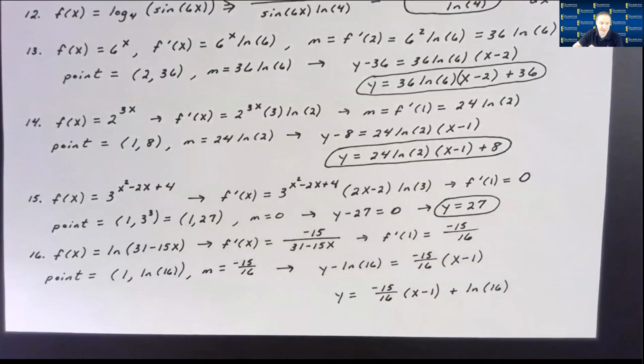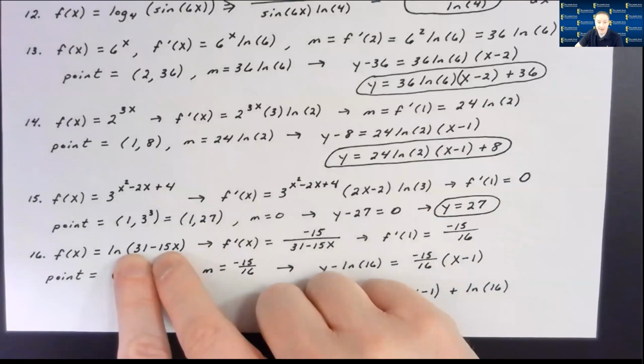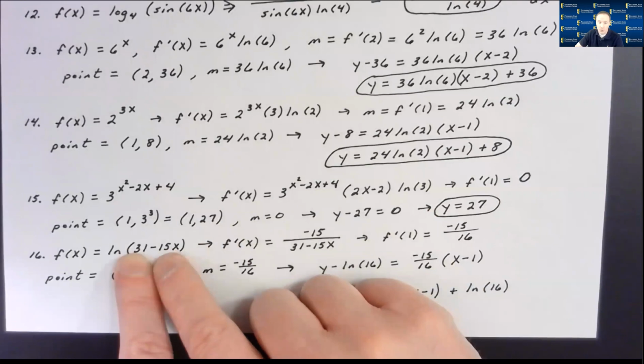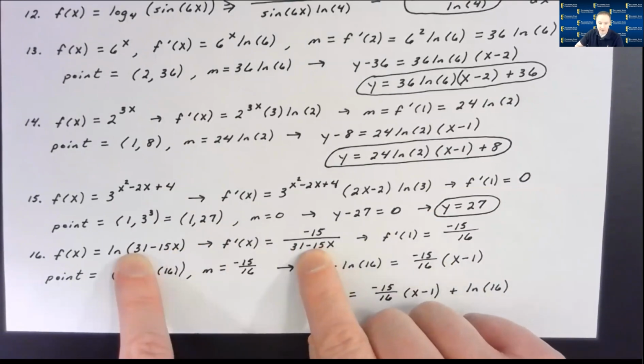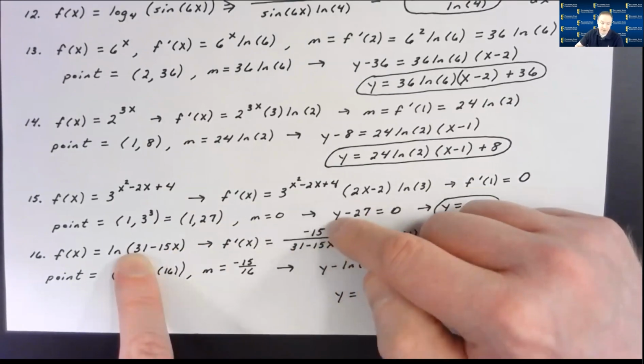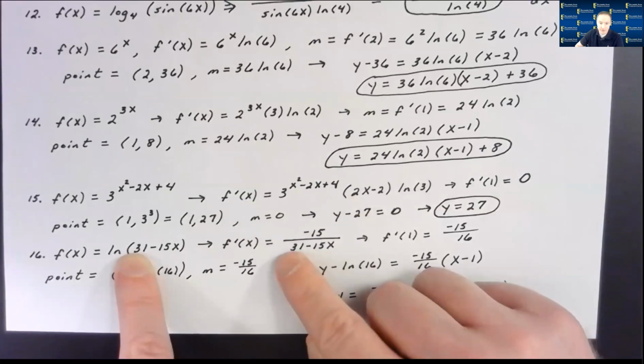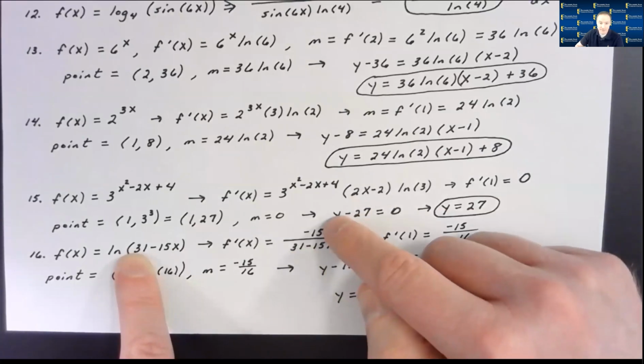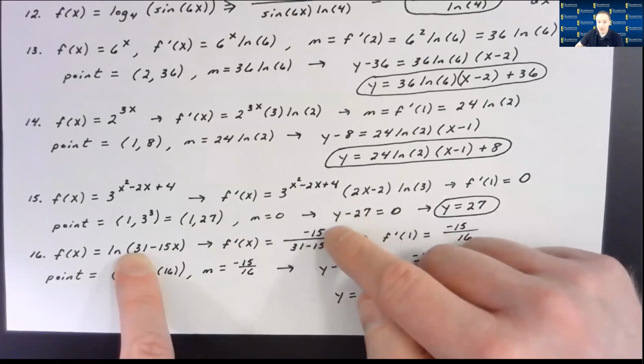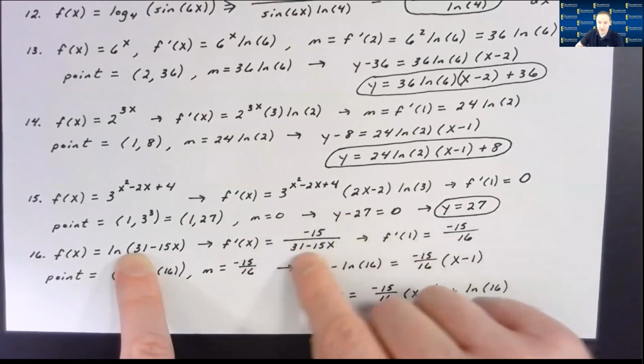Now for number 16. Again, it's giving us a function, and it's asking us to find the equation of the tangent line, this time when x is 1. So I needed to take the derivative, and I knew the derivative of every single solitary logarithmic function in existence is 1 over what's inside the logarithm times the derivative of what's inside the logarithm. Well, the derivative of 31 minus 15x is negative 15. So this is the derivative of that logarithmic function.